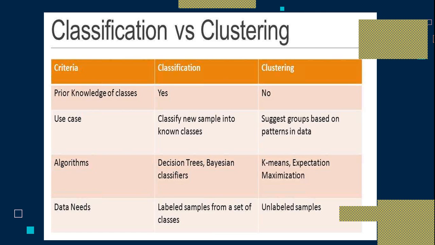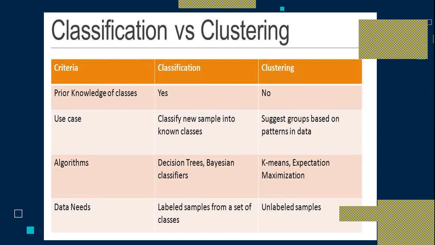But what exactly, you can differentiate between the classification and the clustering. So if you want to differentiate between the classification and the clustering, then based on some criteria we can differentiate between them. The first one is prior knowledge of the classes. So in classification, obviously we have the prior knowledge of what kind of class you want to create. Okay, how many classes you want to create from this data set.